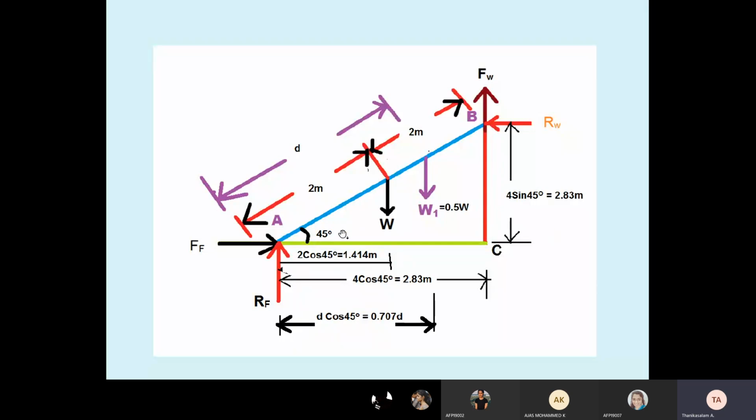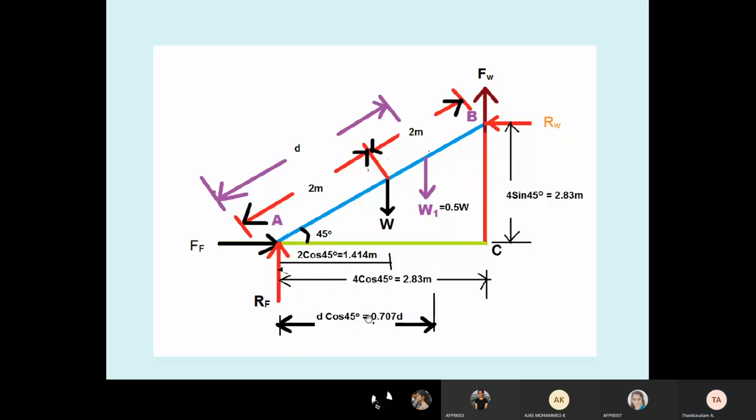Horizontal distance, I already told you, we know the 45 degree angle. What is the vertical distance, C to B? That is L sin theta. What is L? 4. 4 into sin 45 is 2.83. What is the horizontal distance AC? It is L cos 45, so 4 into cos 45 is 2.83. Now for W, the horizontal distance with respect to A is 2 into cos 45, 1.414. Similarly for W1, students, the horizontal distance with respect to A is D cos 45, 0.707 D.